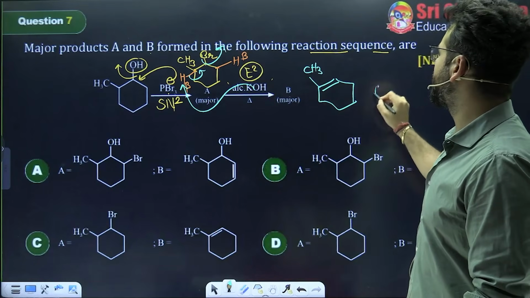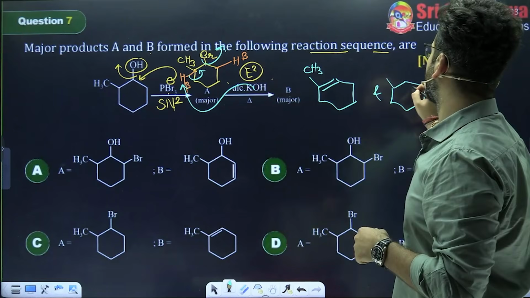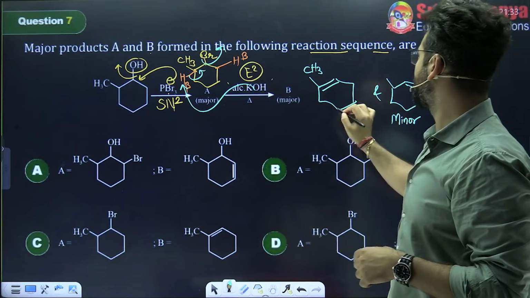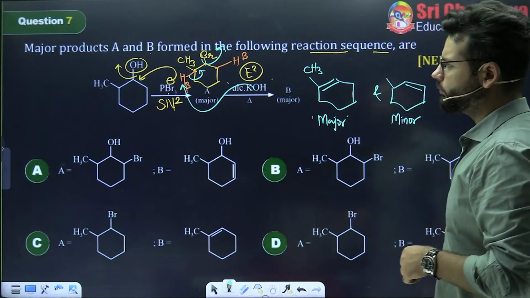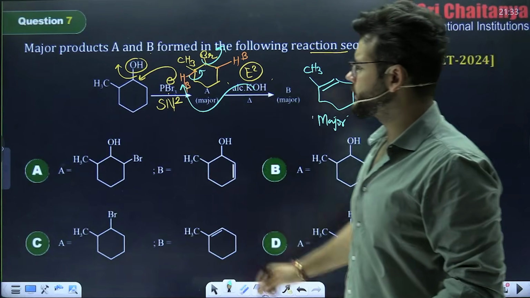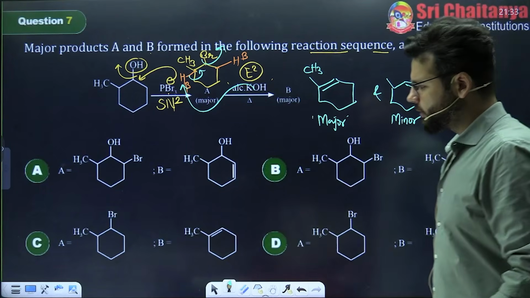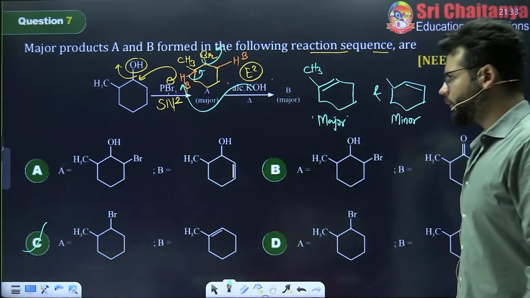The other minor product would be from that beta proton, and we get the other product to be this. This will be minor because it has less hyperconjugation. This is going to be major. It is a better alkene overall. Okay, so A is not this, A is this, B is this. So we get it as option C.